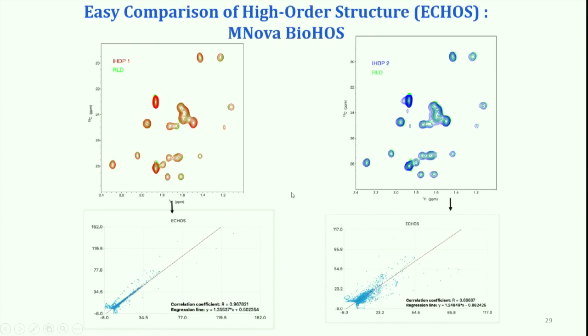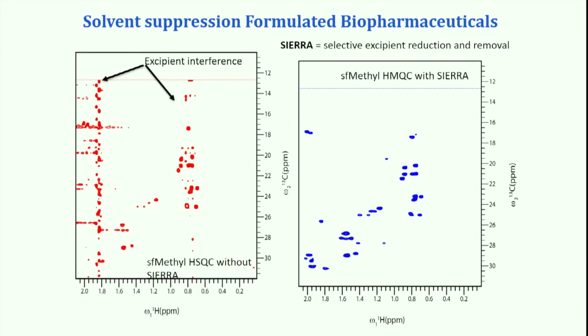Now that is all a little bit about insulin. Now one problem that we often have in doing proton based NMR spectrum is that we have excipients which are high in concentration. Now these excipients many times come at the region where we have methyl peaks. So this is kind of a headache. We want to get rid of these excipients.